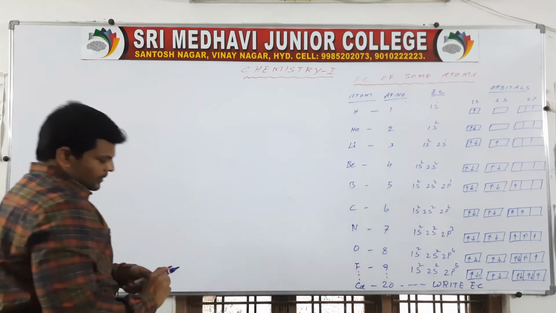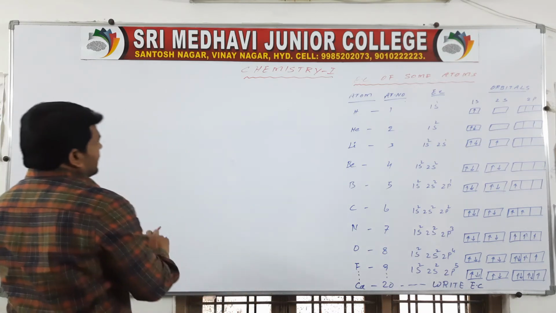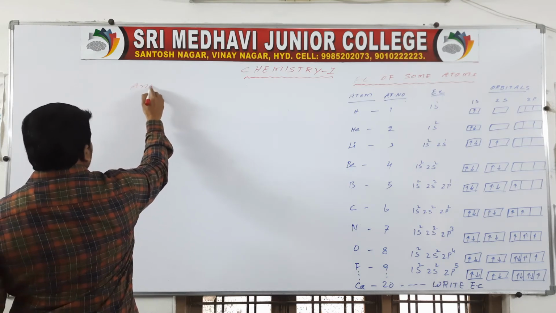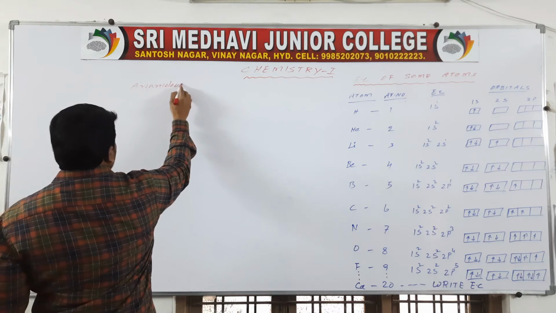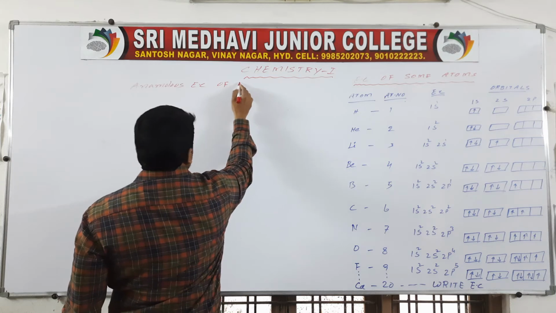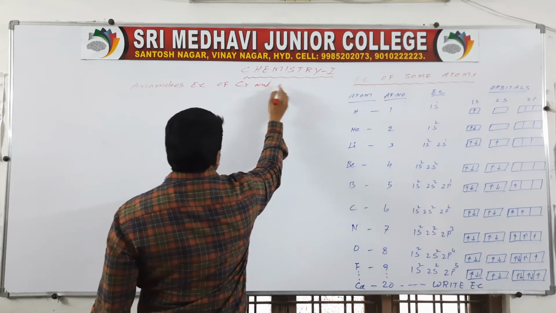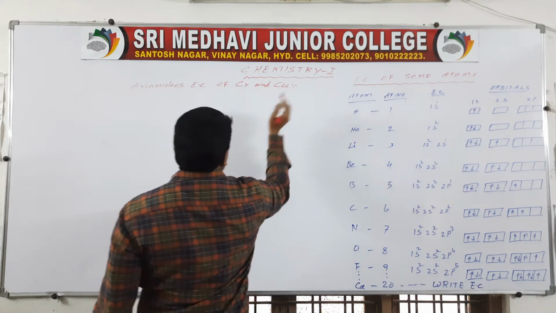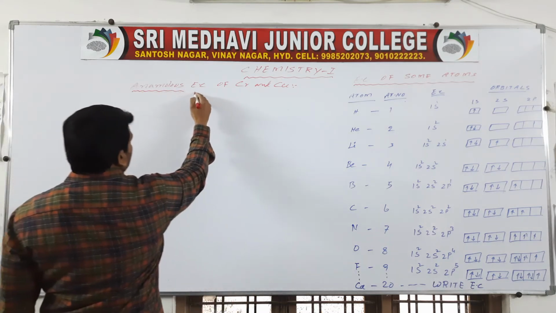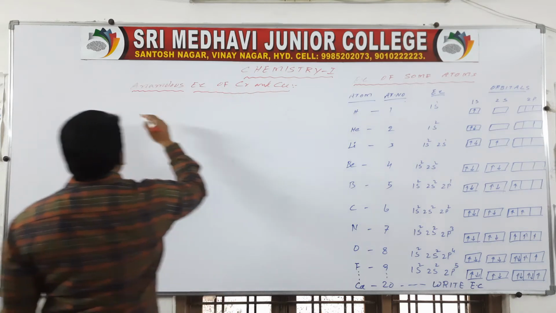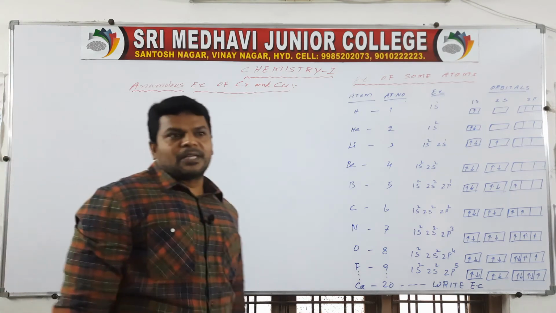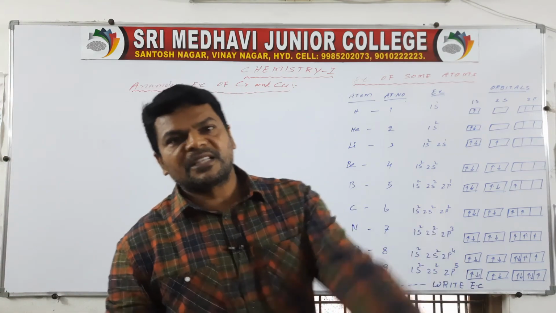Okay, anomalous electronic configuration of chromium and copper. Why do chromium and copper possess anomalous electron configuration? It is for getting stability.